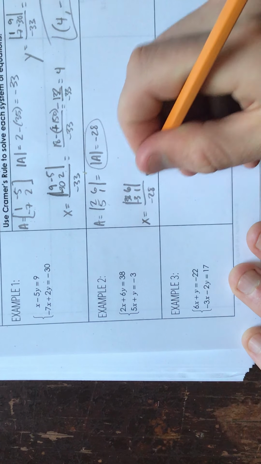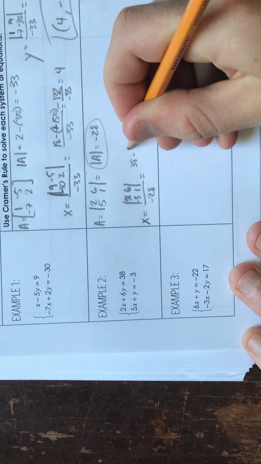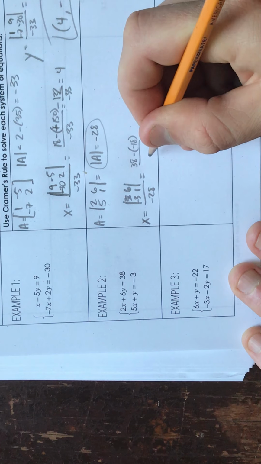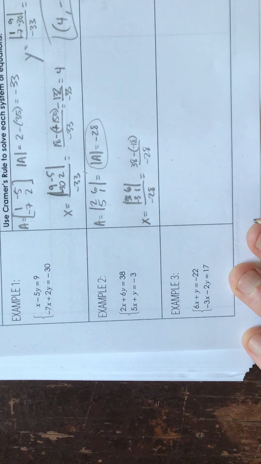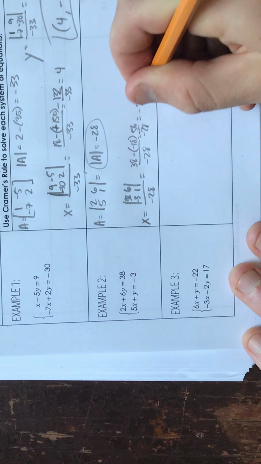That's all going to go over negative 28. So then go ahead and find this guy. That's going to be 38 minus negative 18 over negative 28. That gives you 56 over negative 28. Looks like our X value is negative 2.